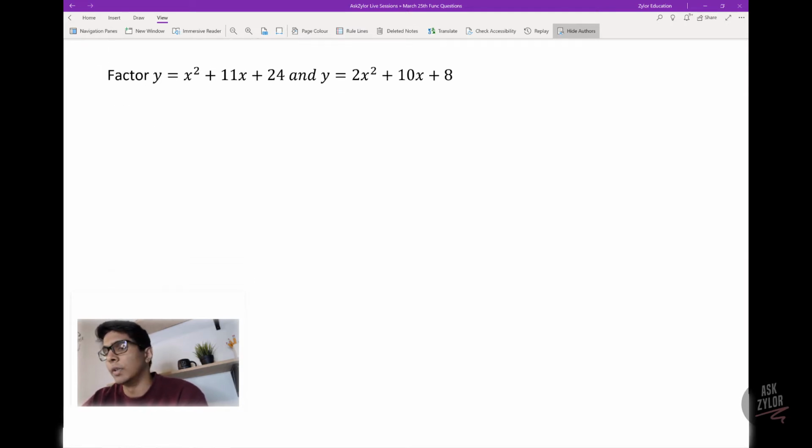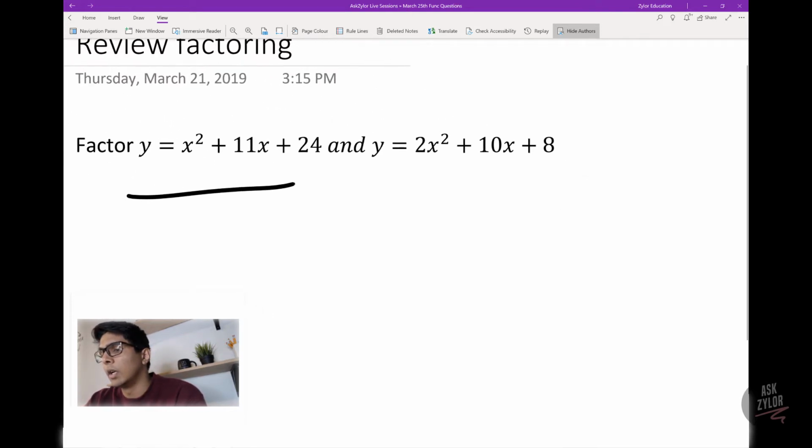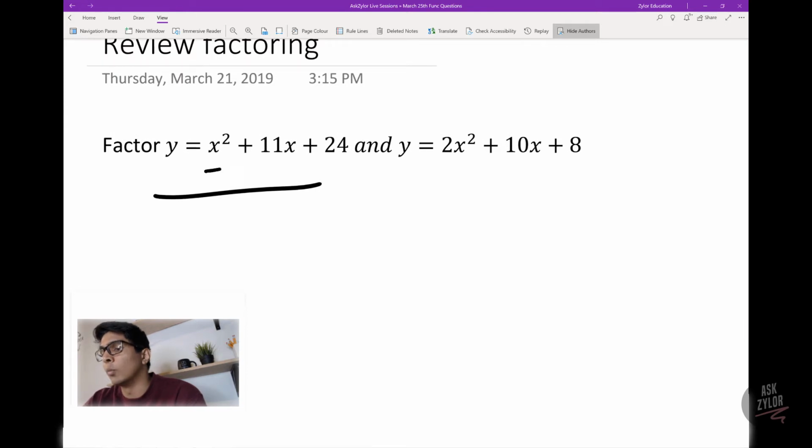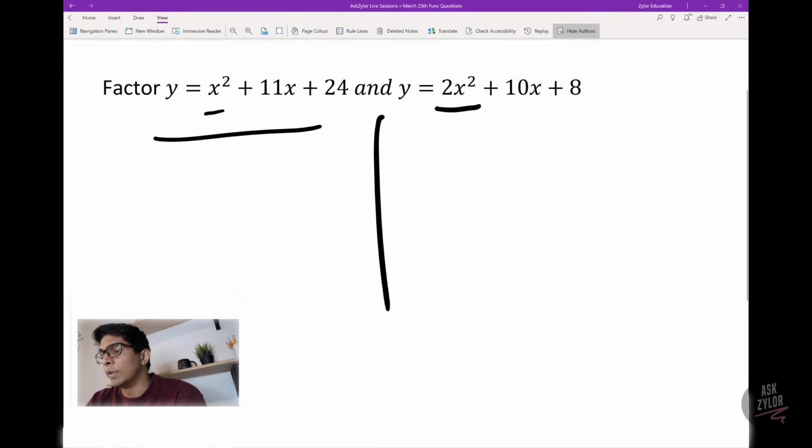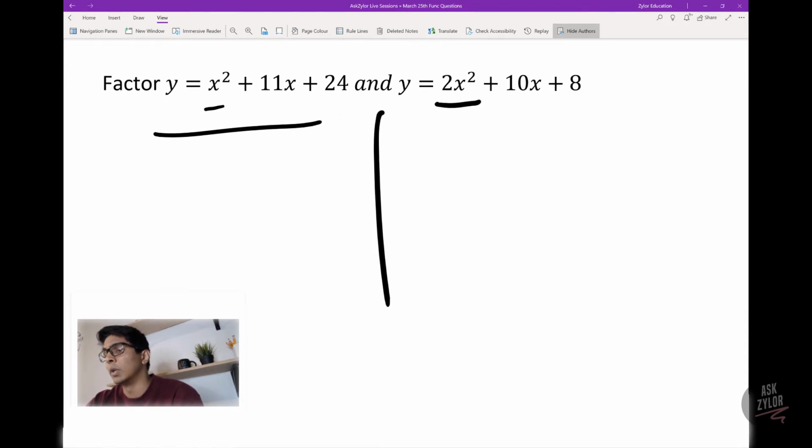What we first do, when we get a question like this, is analyze what kind of equation is given to us. We need to analyze what the leading coefficient is. If the leading coefficient is 1, that's great, we're going to take one approach, and if the leading coefficient is anything other than 1, we're going to take a different approach.